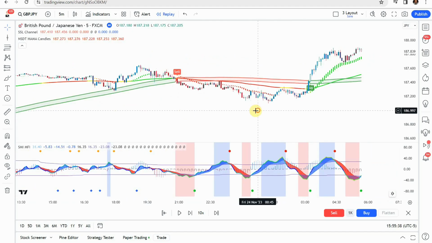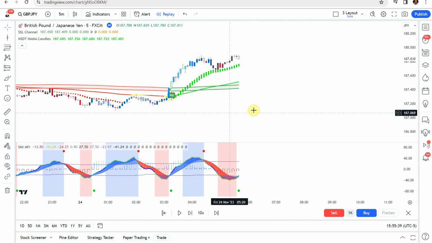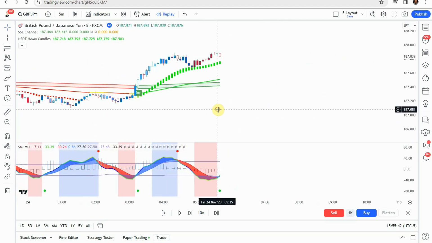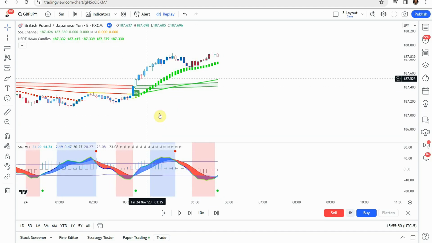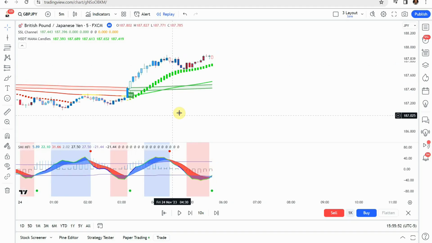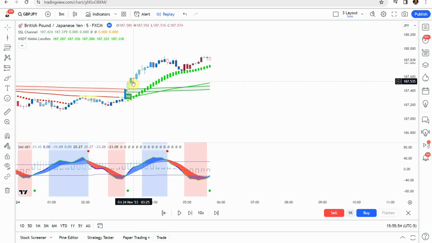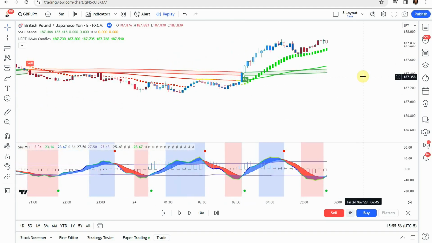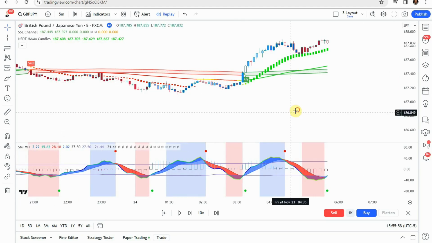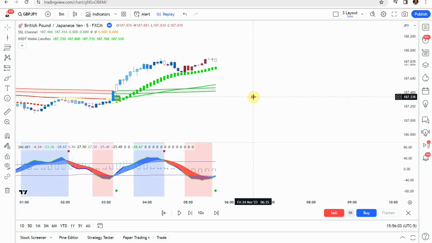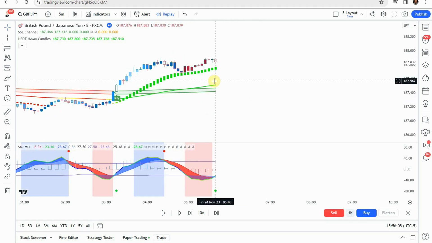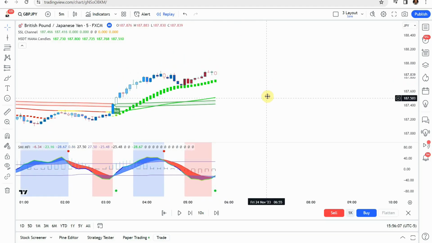So what we're looking for is the hammer candles and the SSL channel to give us the overall trend direction. Again, just like I said a moment ago. And so when both of those are green or price is above the SSL channel, then we are looking for only long trades. When they are below and red, then we're only looking for short trades. Then what we're looking for is a price action pullback and continuation in that direction.